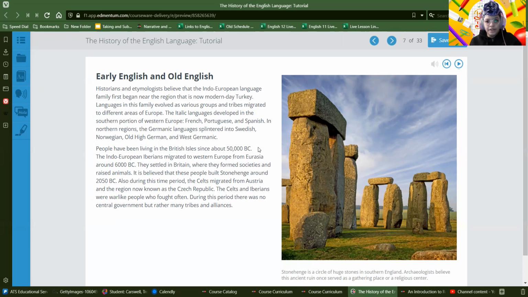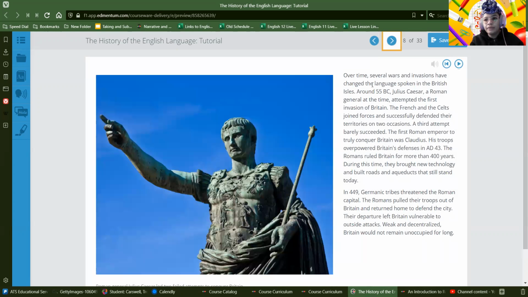They formed societies and raised animals, and it's believed that these are the people who built Stonehenge. And they give you information about the Celts, who migrated from Austria and the region that's now known as the Czech Republic. The reason they give you this information is because the Celts and the Iberians fought often. Because they were fighting, obviously they were interacting with each other a lot. That would affect the language they speak and the type of words they use to refer to each other.